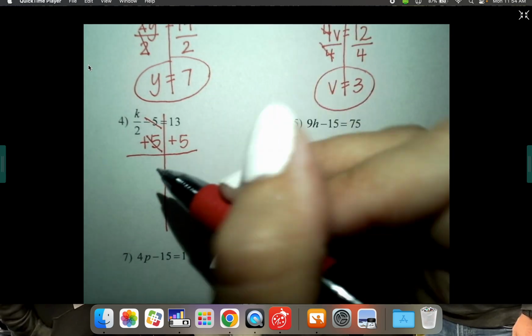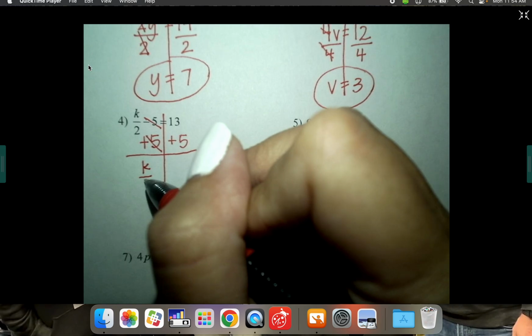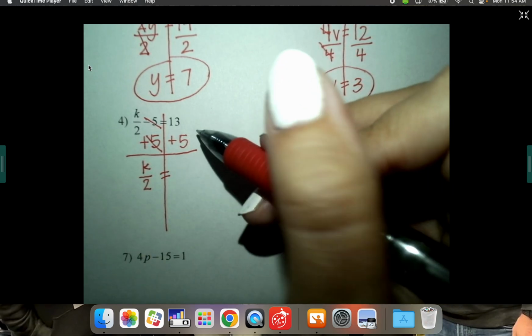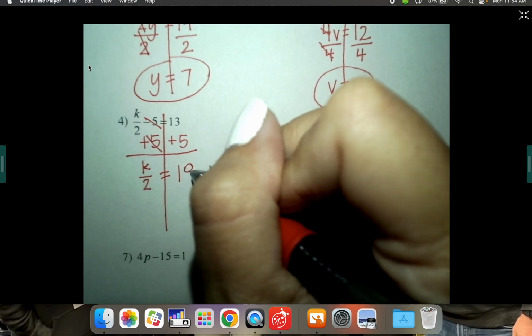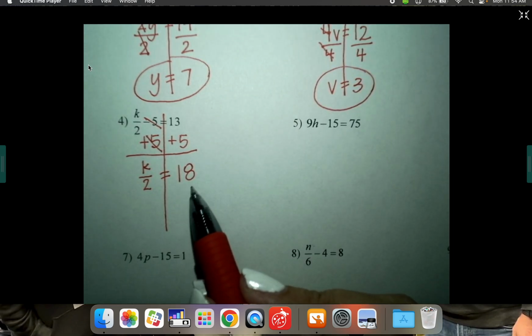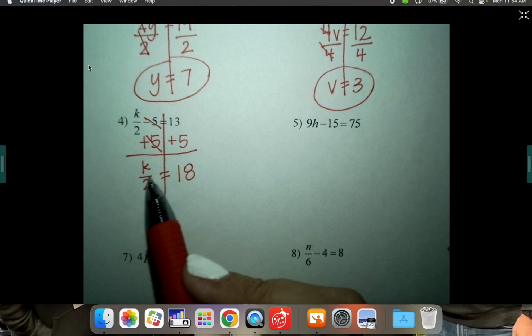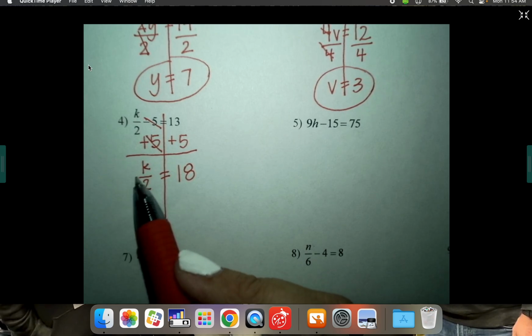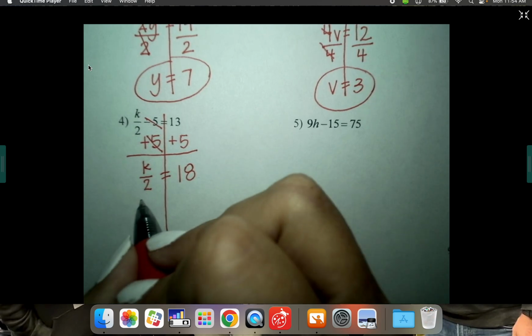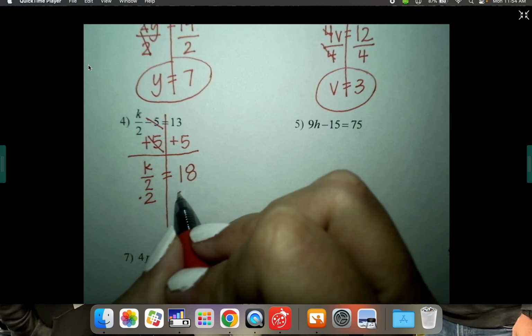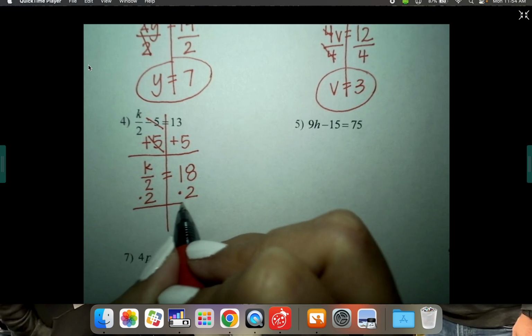Bring down your k over 2, not 12. On the right, 13 plus 5 is 18. And a lot of kids will think they'll divide by 2 now, but it's already being divided by 2. K is being divided by 2, so we're going to do the opposite to cancel it out. The opposite of divided by 2 is multiplying by 2. So we're actually going to get a much bigger number.